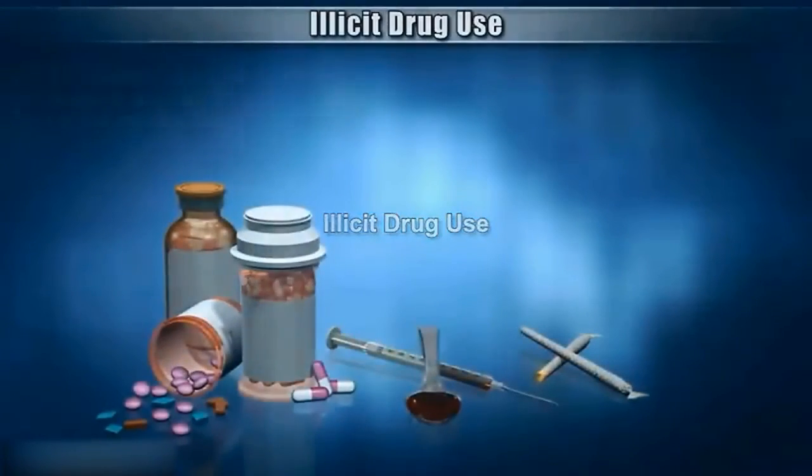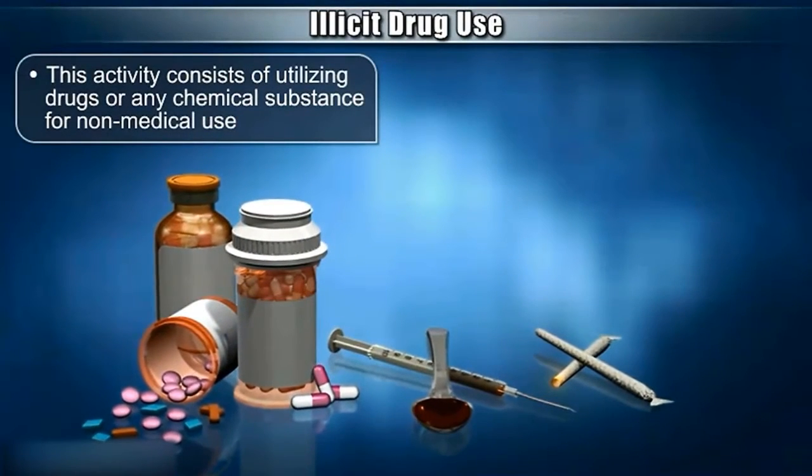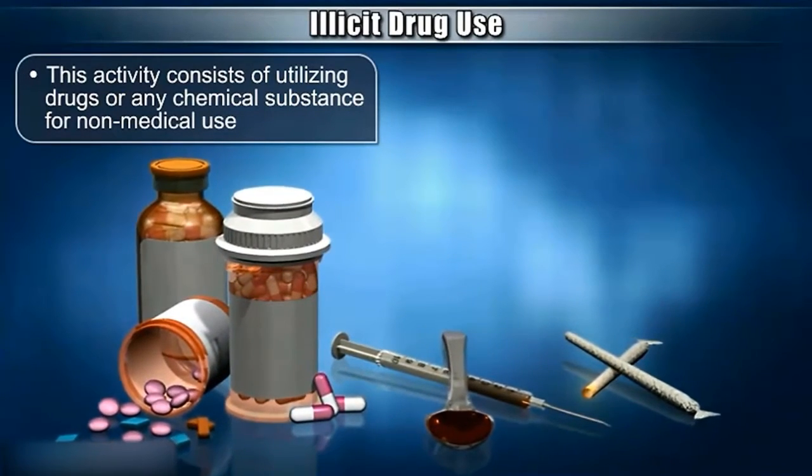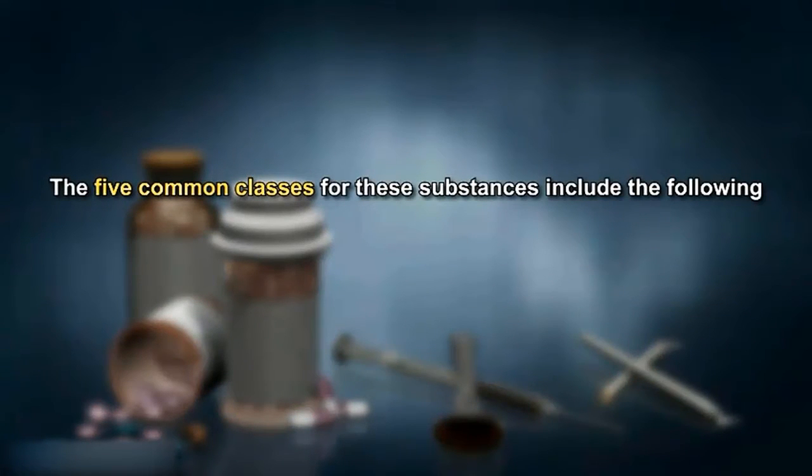Illicit drug use. This activity consists of utilizing drugs or any chemical substance for non-medical use. The 5 common classes for these substances include the following.